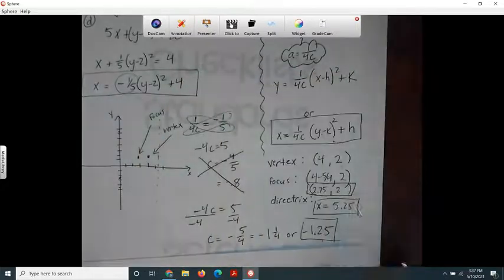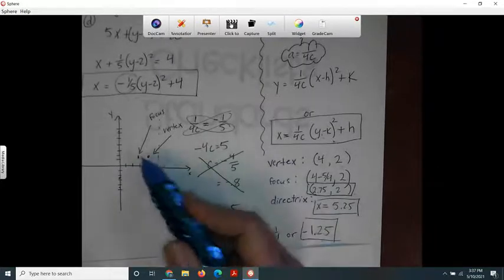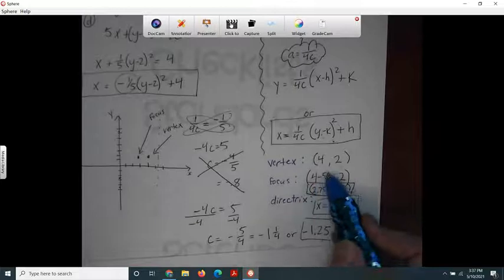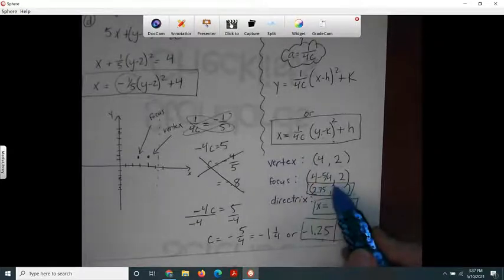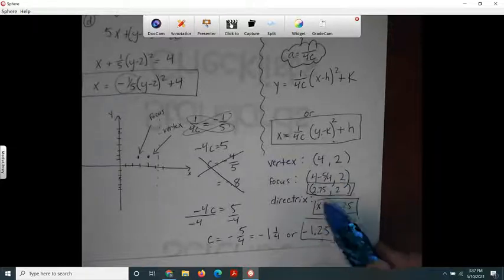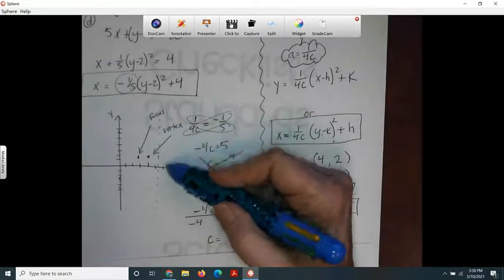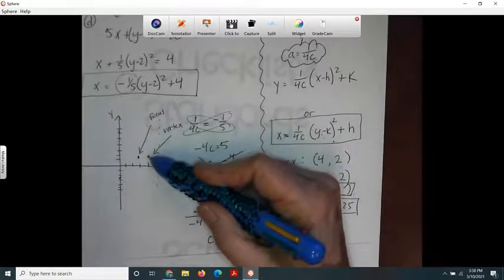And my focus, so what I had to do to get the numbers for that, well, it's 2.75 if you can't tell, but I had to go 4 minus 5/4, or 4 minus, remember it was 1.25, and that's 2.75, 2. That's my focus. And then my directrix is always on the other side of the vertex.